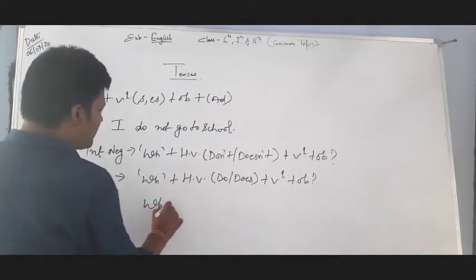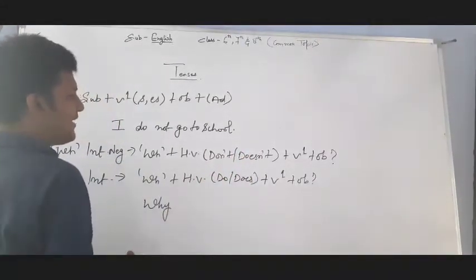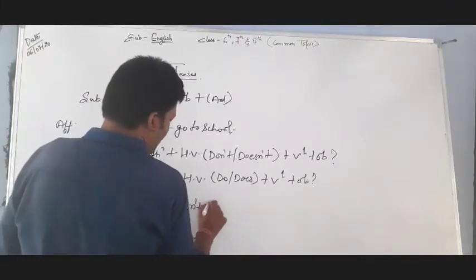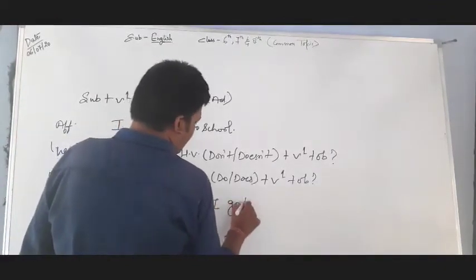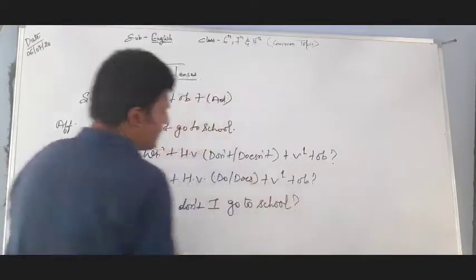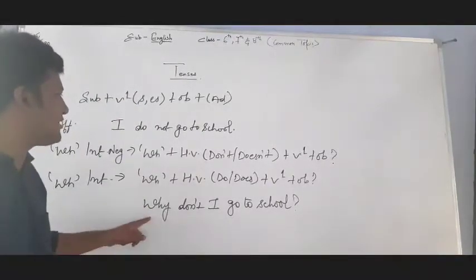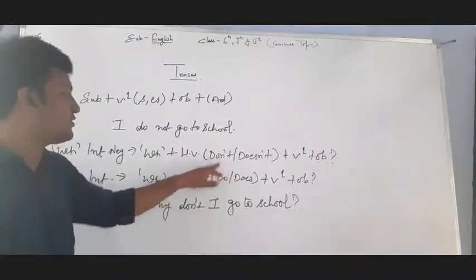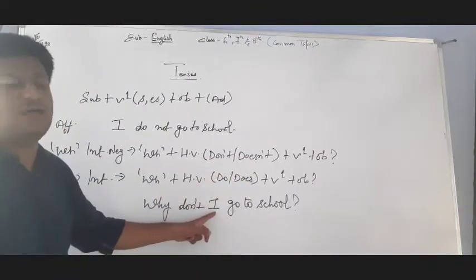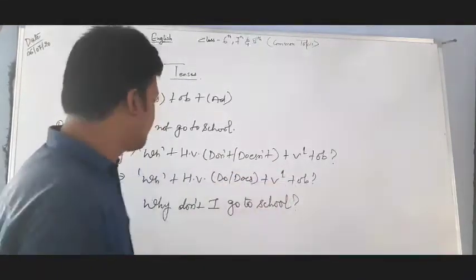Why is a WH word, helping verb, don't or doesn't. Let's take the subject as I. Why don't I go to school? So this is WH word interrogative negative. I have written WH word, helping verb. I choose don't because the subject is first person and singular. Then verb first form I have written, and of course object.